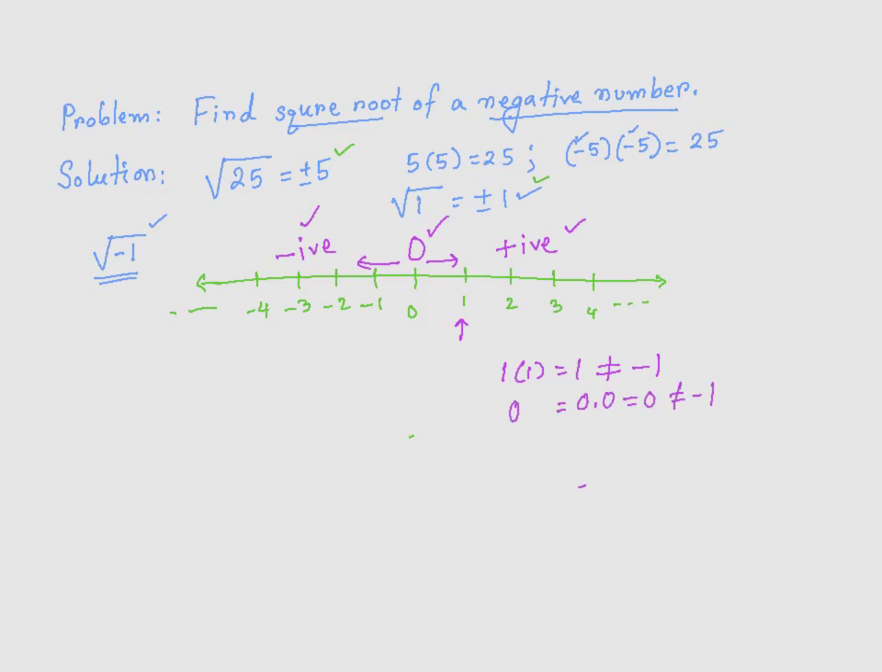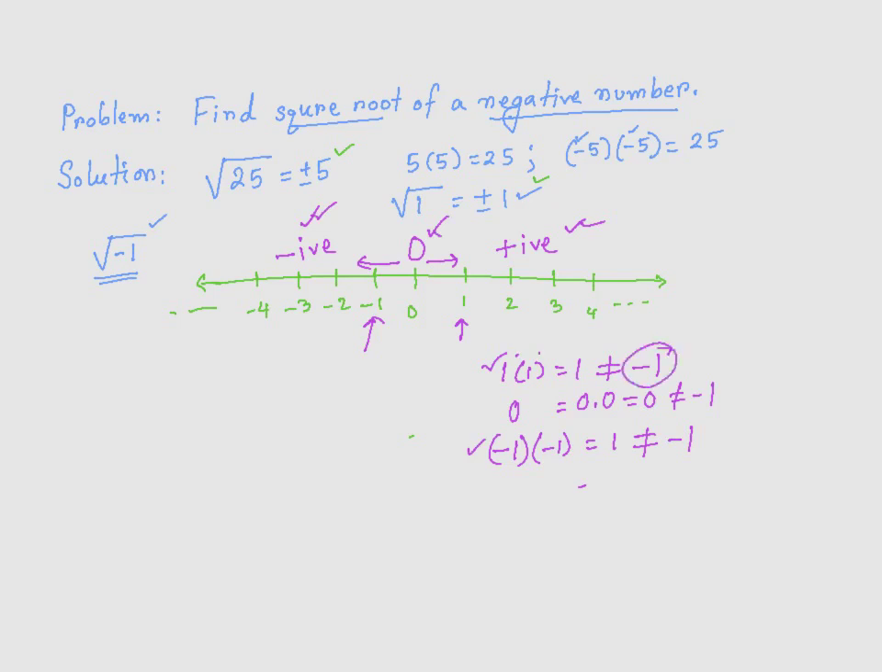Then pick a negative number. Doesn't matter, any negative number. Negative 1 I'll pick for simplicity. Negative 1 times negative 1 is positive 1, which is also not equal to negative 1. So I have tried all 3 types of numbers: positive numbers, negative numbers, and the 0.